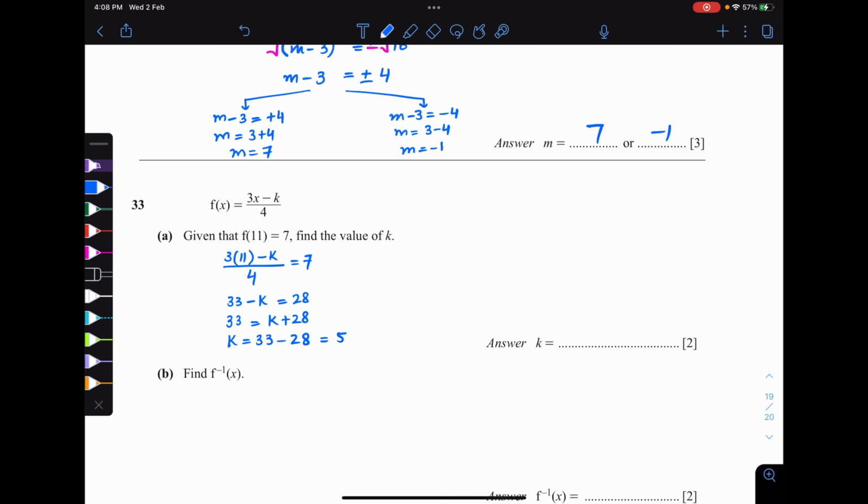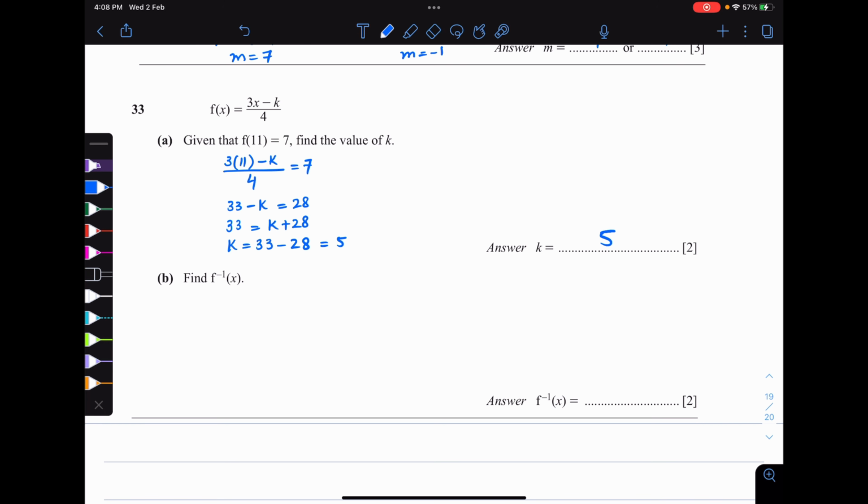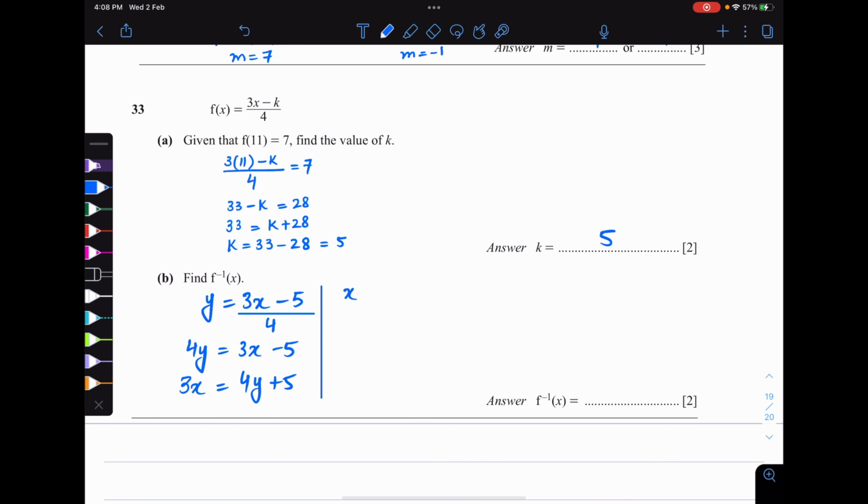For the second part, you have to find f inverse of x. To find f inverse of x, you first put y equal to 3x minus 5, since k is 5, over 4, and 4y is equal to 3x minus 5. To make x the subject, 3x is equal to 4y plus 5, and x is equal to 4y plus 5 over 3. Now, to find f inverse, you have to do f inverse of x is equal to 4x plus 5 divided by 3. This is your final answer.